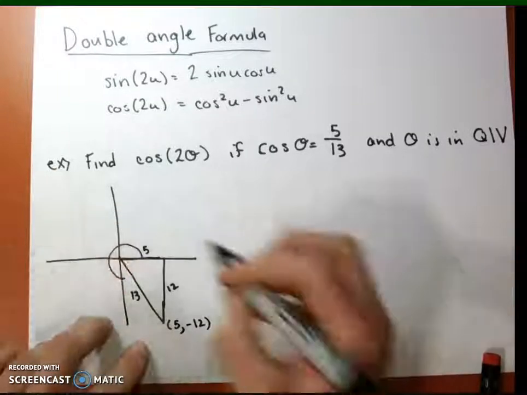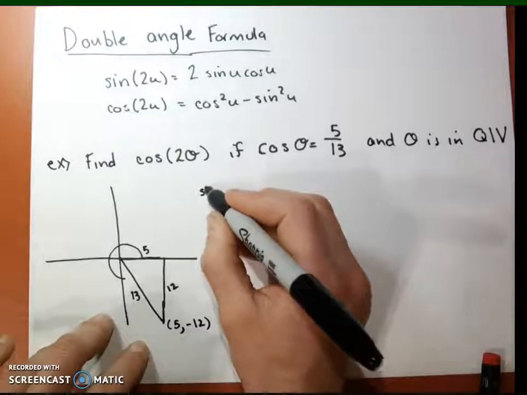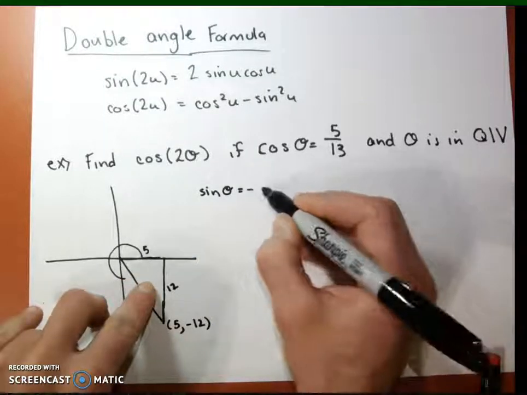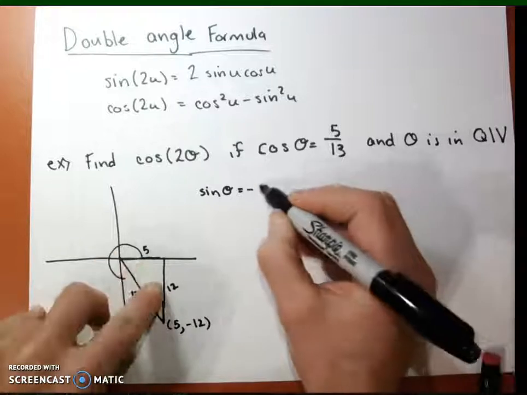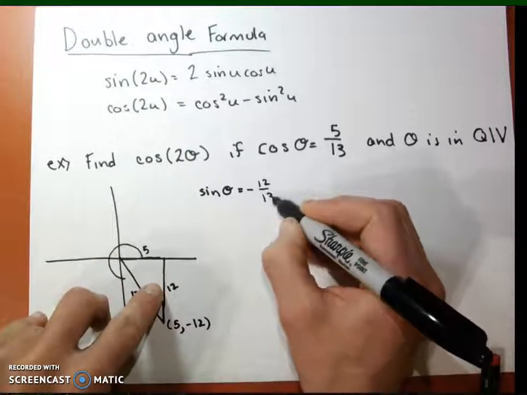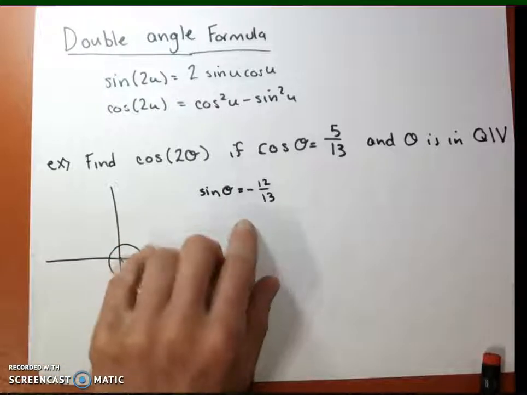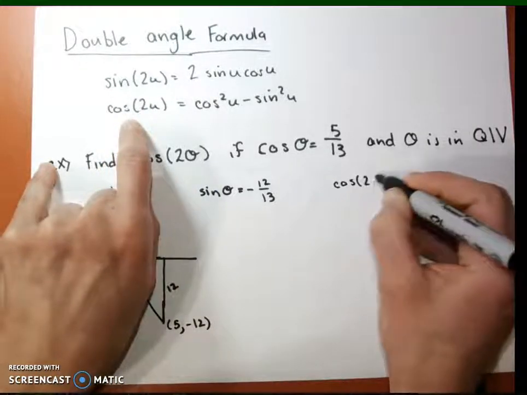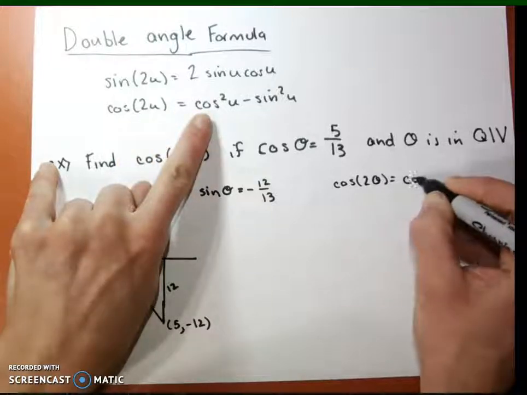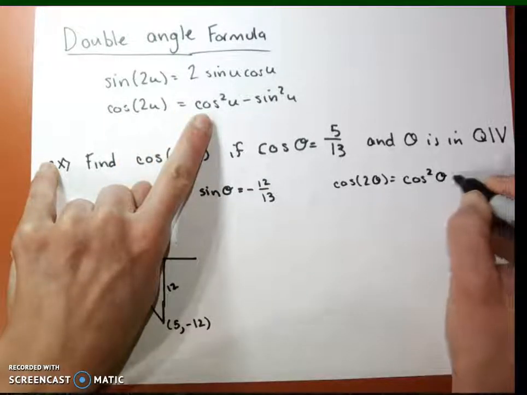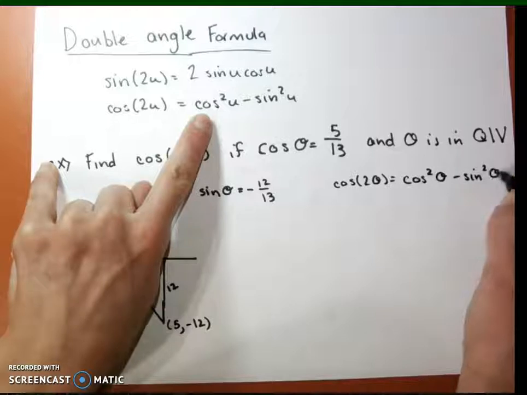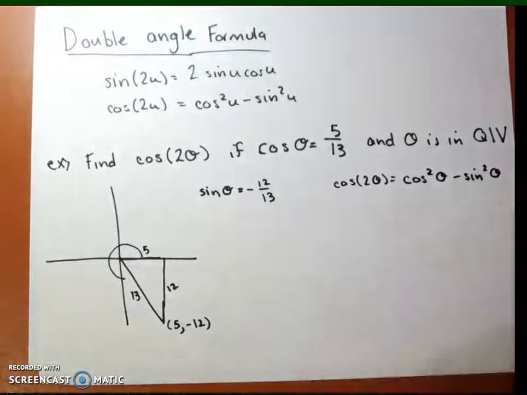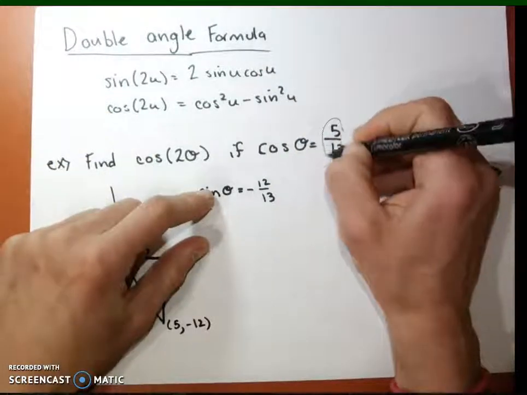So when I calculate the sine of theta, I'll find that sine is negative 12 over 13. Now, why did I do that? Because the formula for cosine of 2 theta is cosine squared theta minus sine squared theta. So I needed sine of theta. And the cosine of theta is 5 over 13.